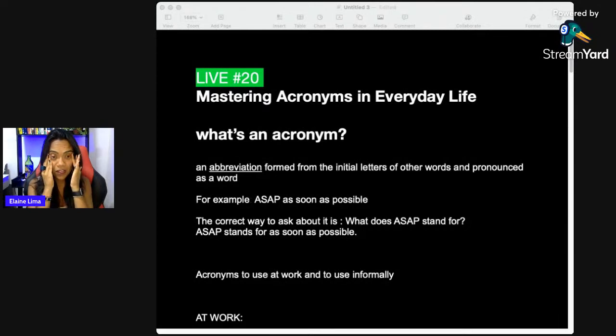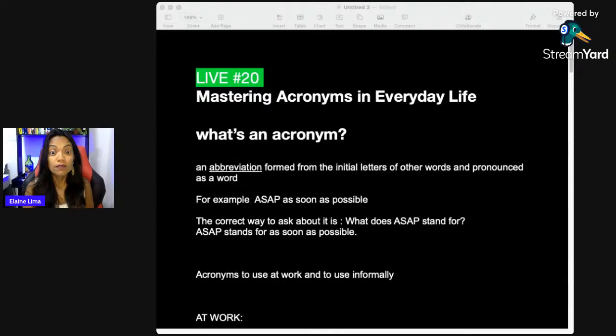The first acronym I learned was ASAP. I remember when I first saw this word, I was like, what is this word? I had no idea what it meant. And then I saw the explanation, and after that, I started seeing this word in emails, messages, text messages.